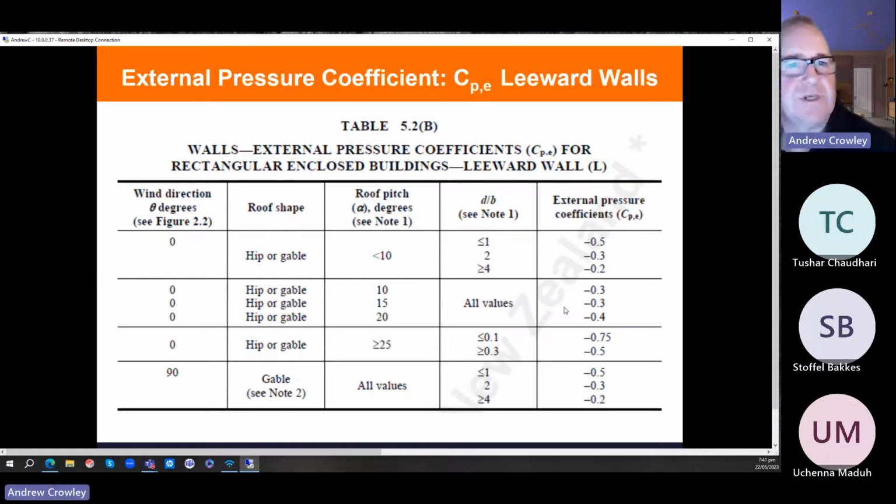Here's table 5.2b, leeward walls. So you look at the wind direction, generally looking at 0. And depending on the roof pitch, you get your external pressure coefficient. So the D and B values in here you can be careful with, because the meaning of these changes depending on which direction the wind is applied. So D is the depth of the building in the direction of the wind that's being applied. And for the 2021 edition, it's not changed.